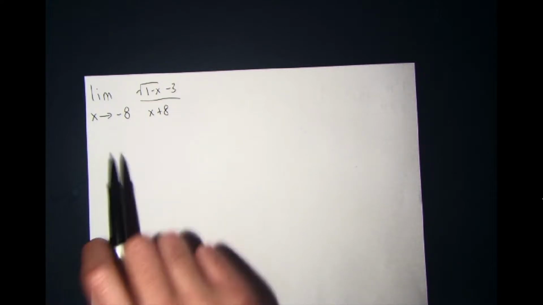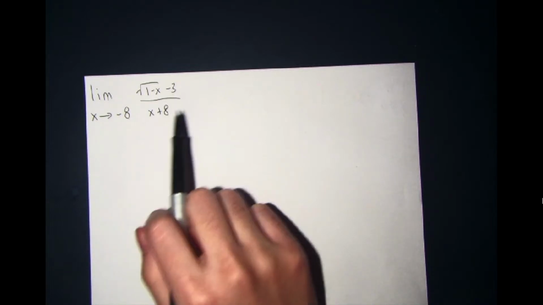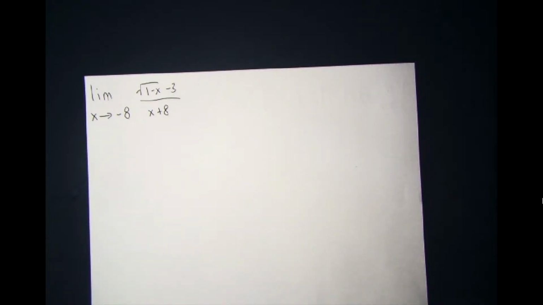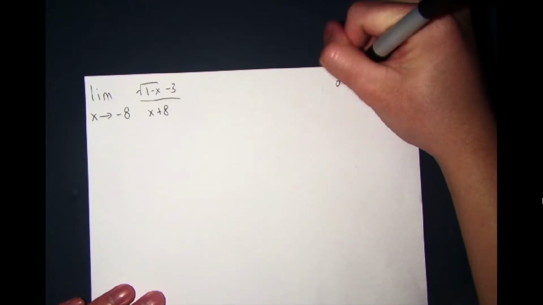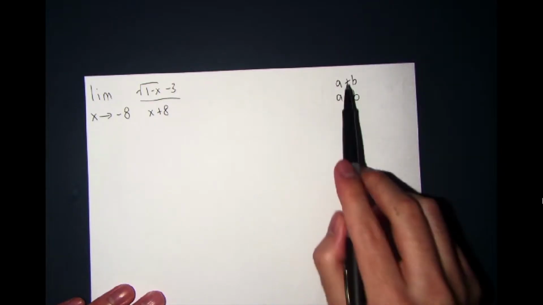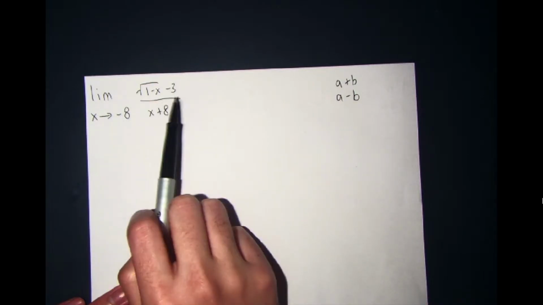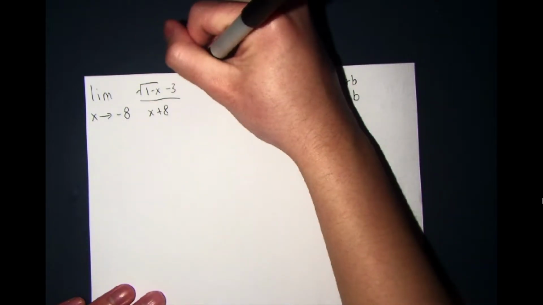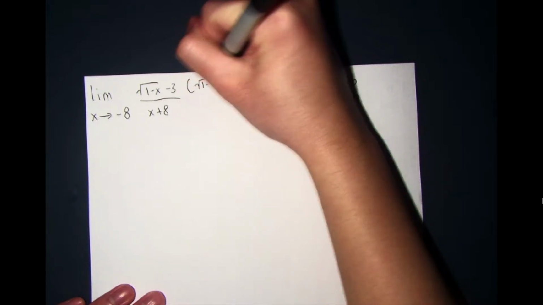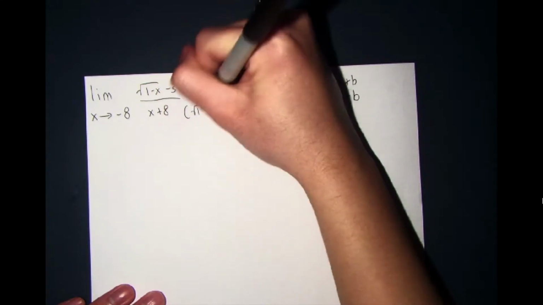So for this problem, we can see that direct substitution isn't going to work because you'll get 0 over 0. And because we have a radical, the strategy we're going to use is multiplying both the denominator and the numerator by the radical conjugate. So in order to find the radical conjugate, if you're given a plus b, the radical conjugate will be a minus b. So you can see that there's simply a sign change in the middle. So here, because we start with root 1 minus x minus 3, the radical conjugate of that will be root 1 minus x plus 3. And you have to multiply this to the top and the bottom.